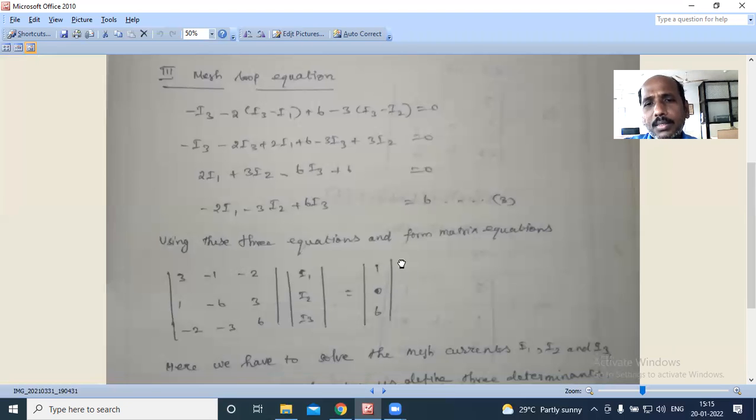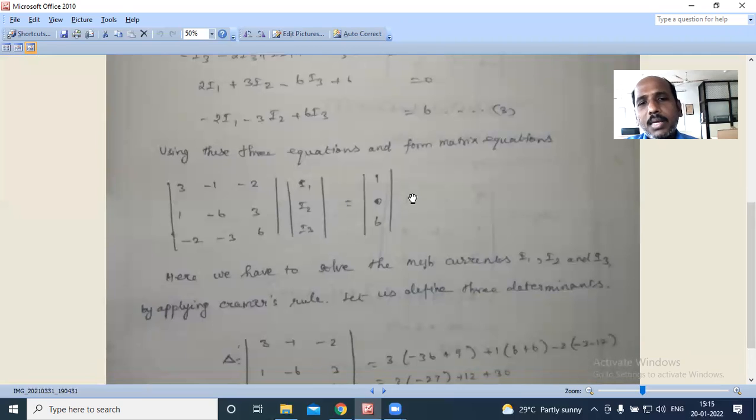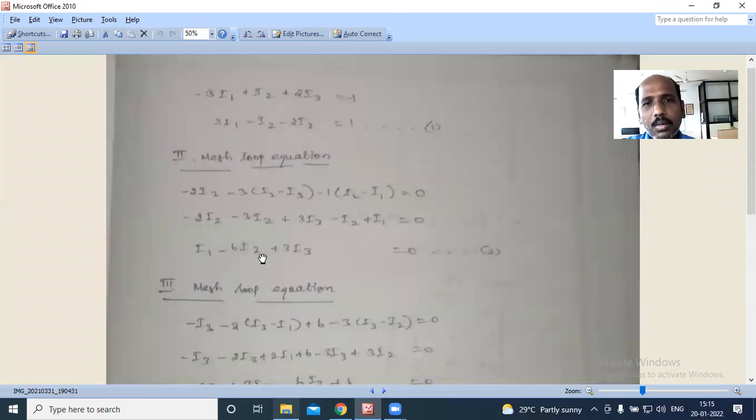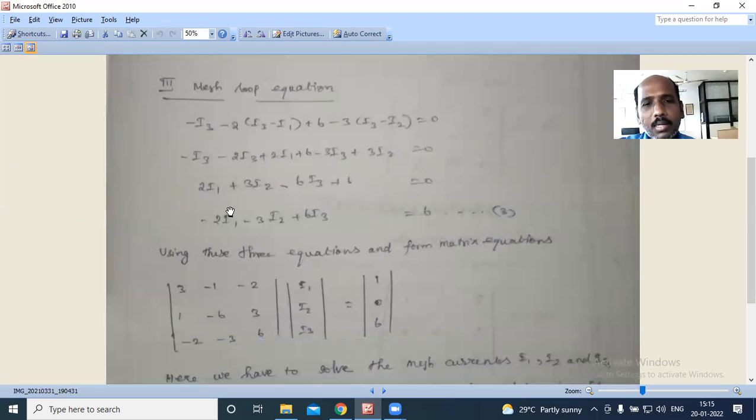But another method is, by applying Cramer's rule, we can find out the answer. For the Cramer's method, from each of the equations, you take all the coefficients of I1, I2, I3. From the first equation, here, 3I1 minus I2 minus 2I3. Coefficient of I1 is 3. Coefficient of I2 is minus 1. Coefficient of I3 is minus 2. So 3, minus 1, minus 2. Just write all the coefficients: 3, minus 1, minus 2.